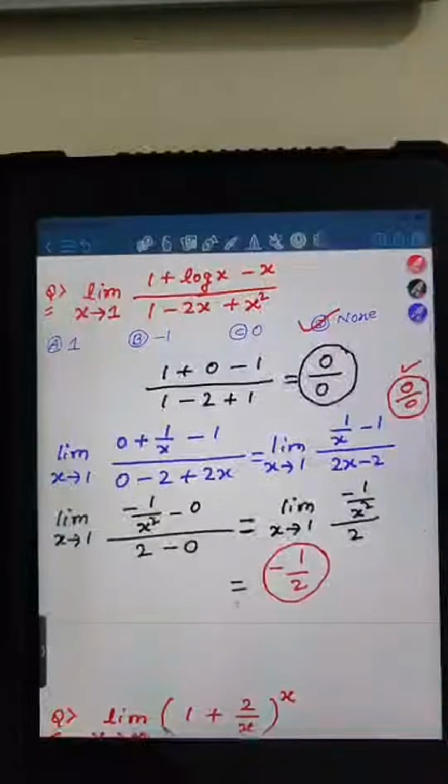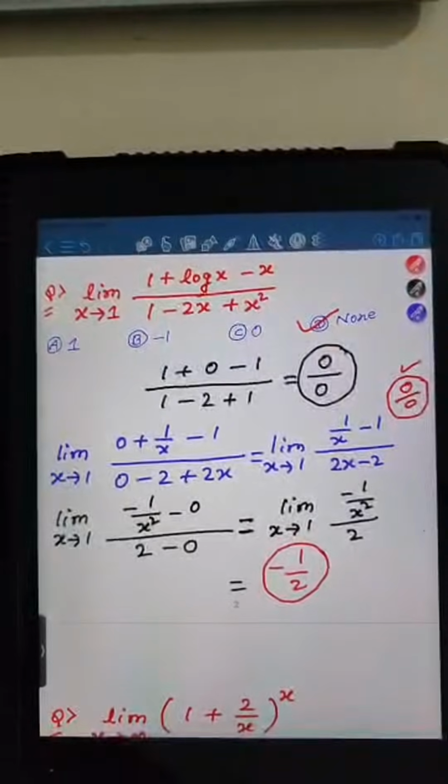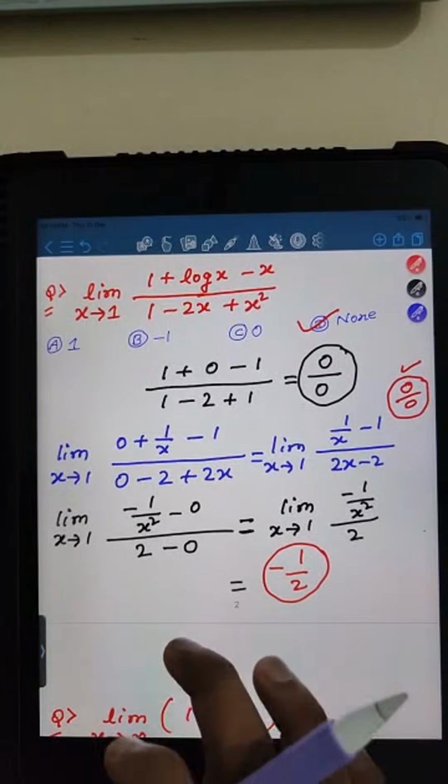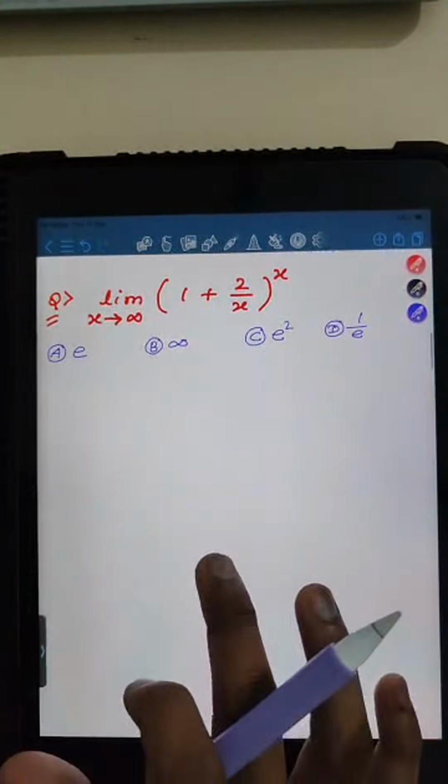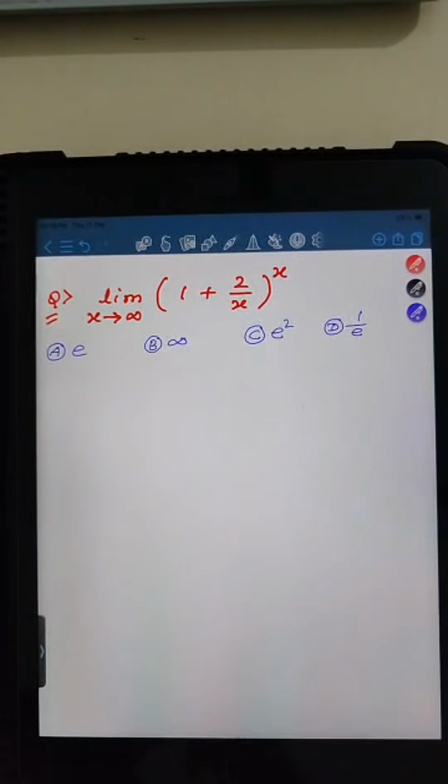Can we move to the next question? Is this question fine? Has everyone solved this problem? Any doubt in this question? So we can move to the next one. Ritu is telling clear. Navneet is also telling yes. Okay, so let's do the next one.